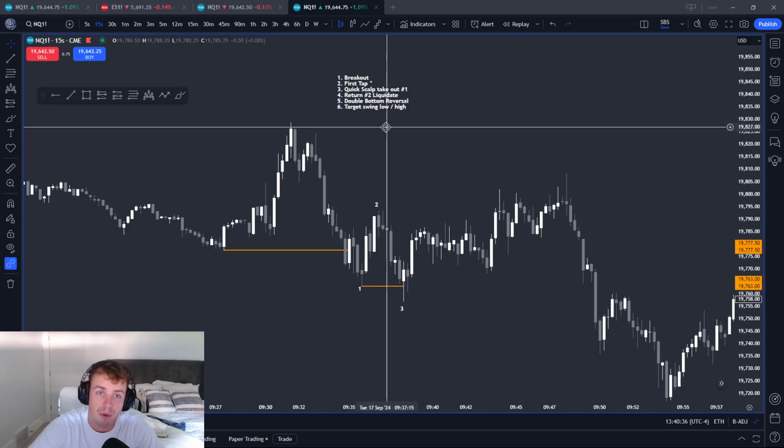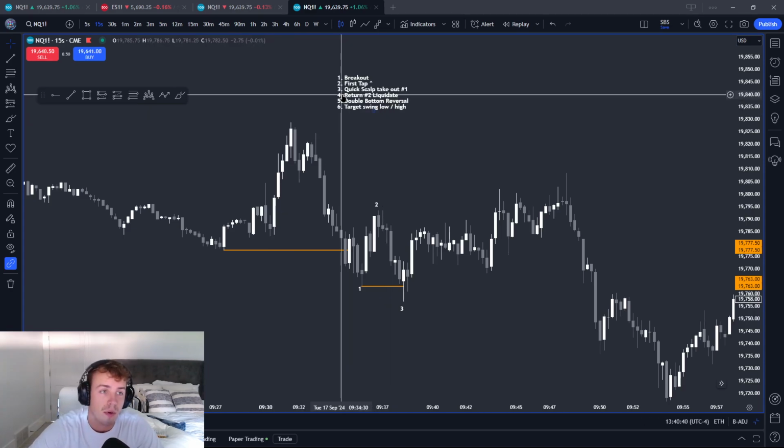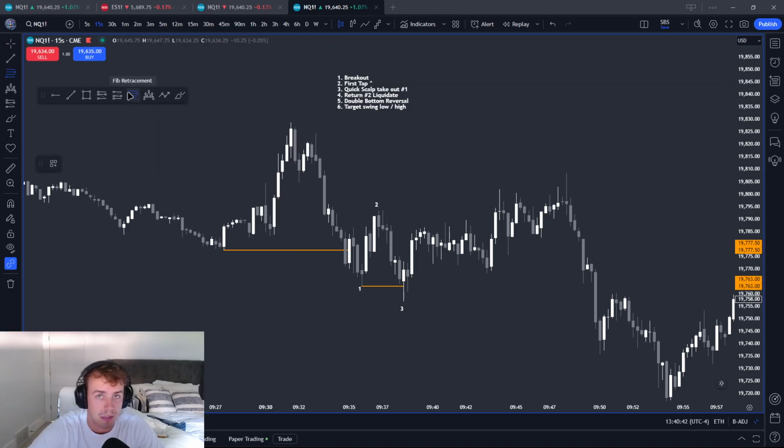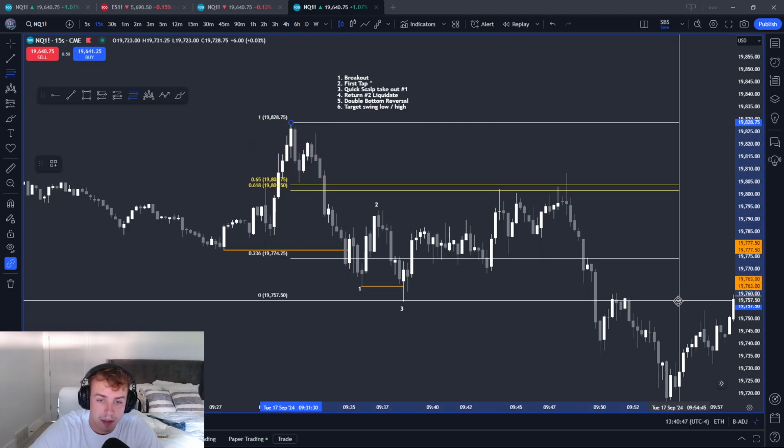Okay, where's our 4? This is when we draw out our Fibonacci tool. Number 4 is when we draw out the Fibonacci tool. So basically after we see 3, we draw it from this swing high to this swing low.